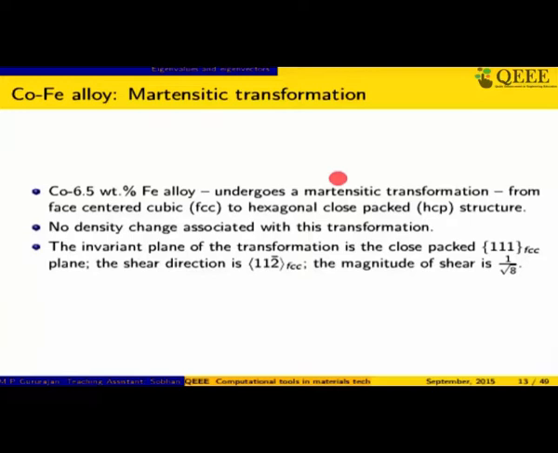There is a plane during the transformation which is known as the invariant plane. And that is the close-packed 111 plane of FCC. I hope all of you know which is the 111 plane of FCC. So let us draw a unit cell.